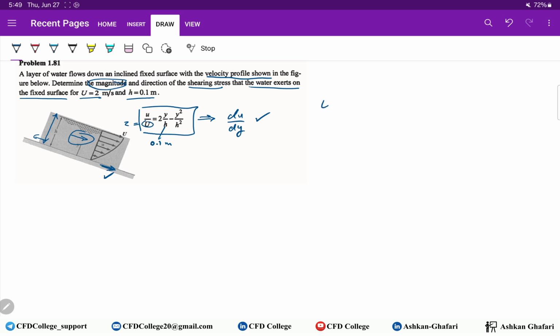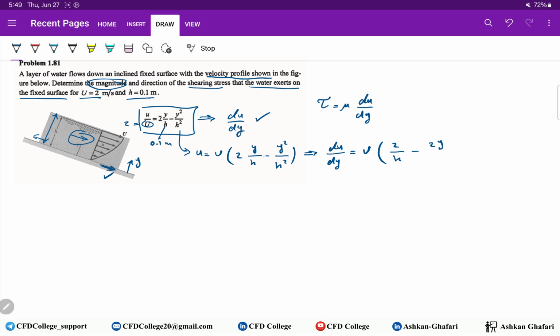It's easy, as you know. Shear stress is equal to mu du over dy. This is the y direction, so you should take the derivative of this equation. We know that u is equal to capital U times 2y over h minus y square over h square. So du over dy is U times 2 over h minus 2y divided by h square. This is the y axis. So here on the surface, we know that y equals 0.